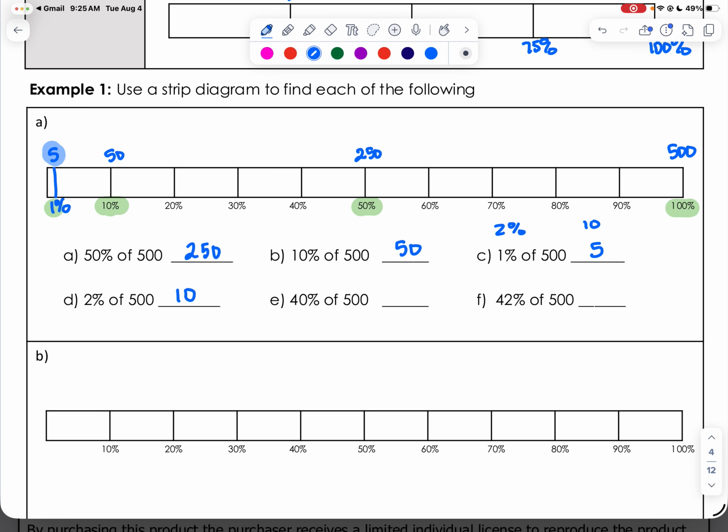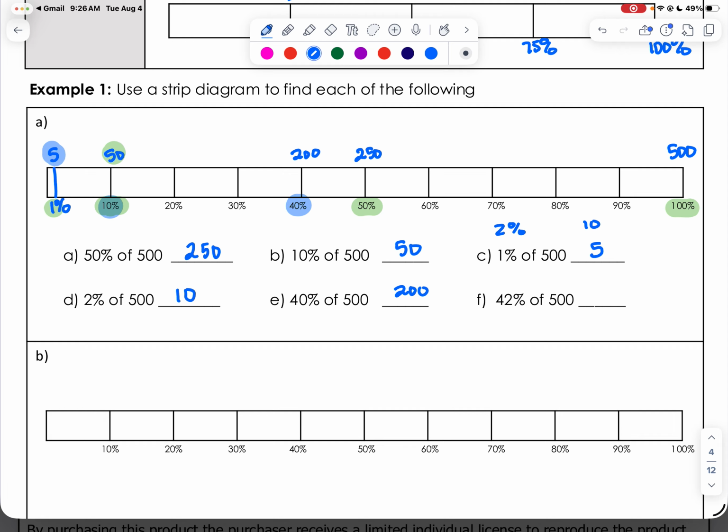All right, now I want 40%. So I'm going to scale one of these numbers. I'm going to pick anything that's easy to scale to 40%. So I'm going to use 10% again, and I want to scale that to 40%. So what would I have to scale 10% by to get 40%? Well, I'd have to multiply by 4. So I'm going to have to do the same thing to the 50. And 50 times 4 is 200. So 40% of 500 is 200.